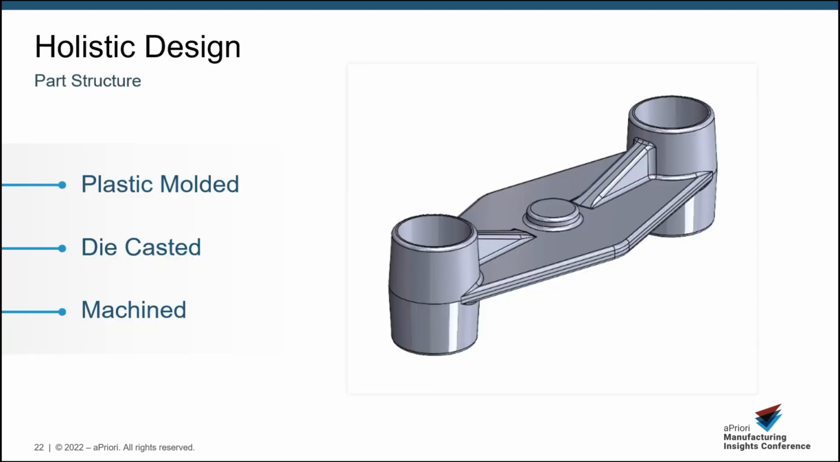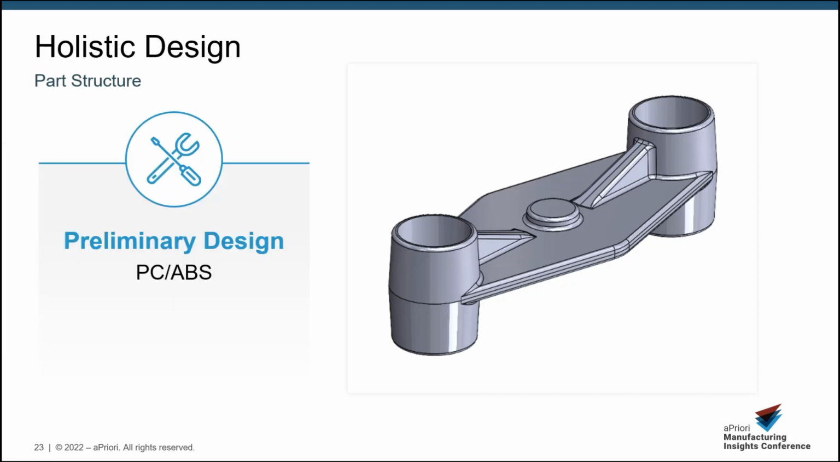Let's review another example. Here's a simple part. Depending on the volume and use case, it could be plastic molded, could be die cast, or even machined from stock. Based on some initial data and requirements, the design engineer determined plastic molding would be the best suited process for this part. PCABS was chosen as a cheap plastic.